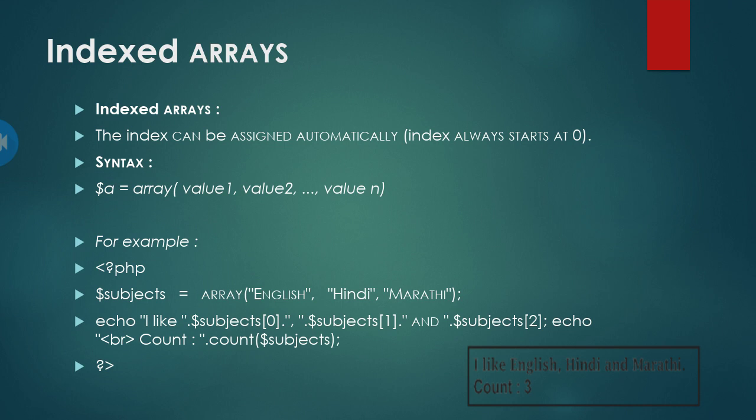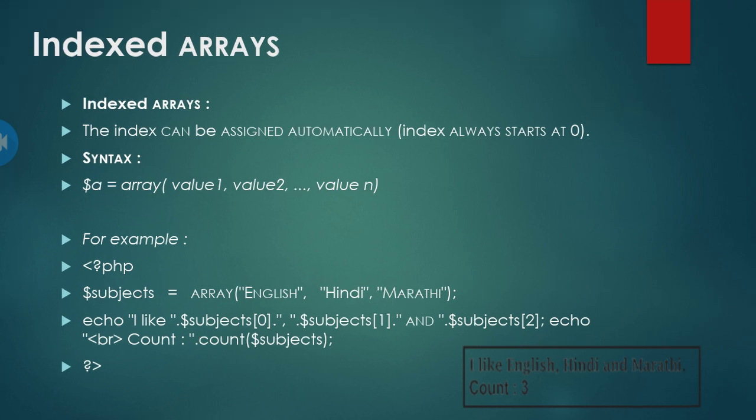And for example, we want to print the 3 index values at index numbers 0, 1, 2. So that's why we have written it here. And then in the next line, echo break count. Then we have used the count function. The count function is used to count the total number of subjects. So after running the code, that will be the output.